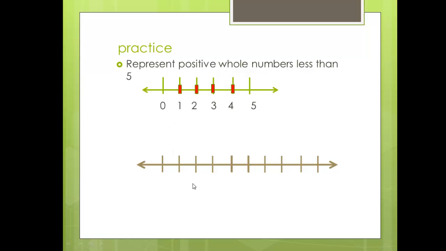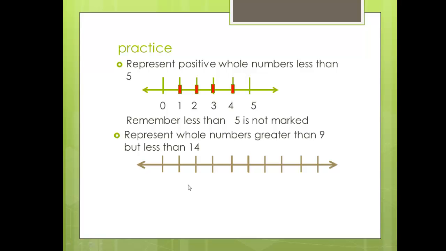Here's our next number line. We're going to represent whole numbers greater than 9 but less than 14. Drawn my number line, and I've made some tick marks. Now I will label them. 8, 9, 10, 11, 12, 13, 14, 15, 16, 17. Now I did this to show that I can expand my number line if I choose to. So let's look. Let's mark all the numbers greater than 9 but less than 14.